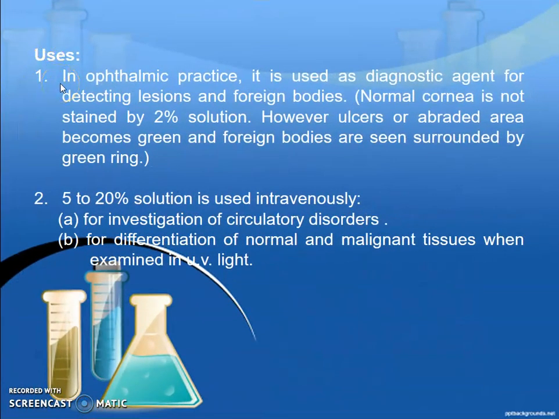Uses: it is used in ophthalmic practice, that means it is used as a diagnostic agent for detecting lesions and foreign bodies. Normal cornea is not stained by a 2% solution, however an ulcer or abraded area becomes green and foreign bodies are seen surrounded by a green ring. Second use, a 5 to 20% solution is used intravenously for investigation of circulatory disorders and for differentiation of normal and malignant tissue when examined in ultraviolet radiation or ultraviolet light.